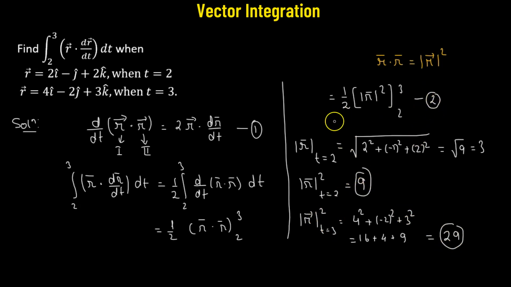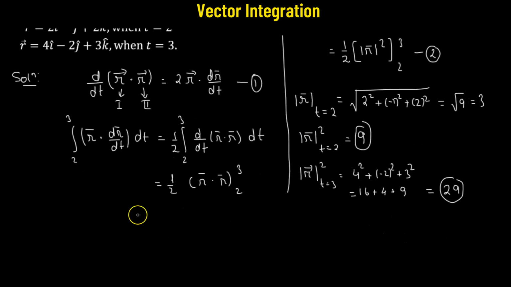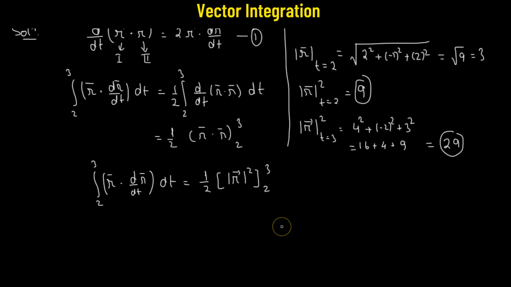So we obtain the integration going from 2 to 3, r vector dotted with the first derivative of r vector integrated with respect to t. So we obtained this is equivalent to half multiplied to the absolute value of the vector r squared with the limits going from 2 to 3. So this simply equals half. So we'll use the upper limit here. We'll calculate the magnitude of vector r squared at t equals 3 minus the magnitude of the vector r calculated at t equals 2.